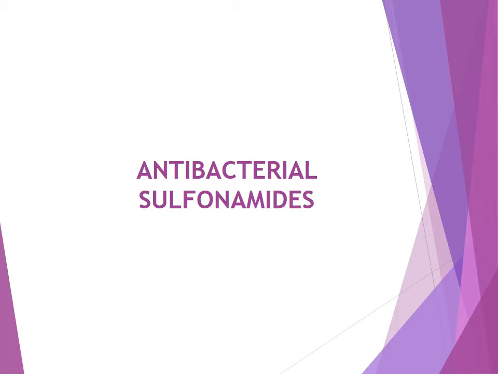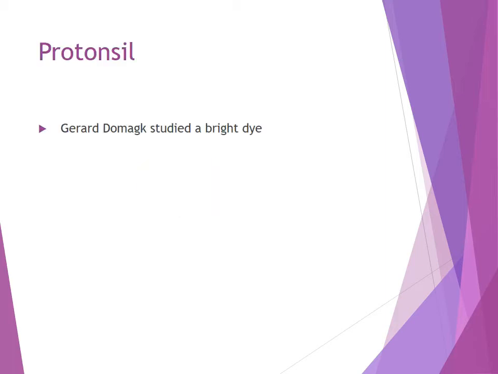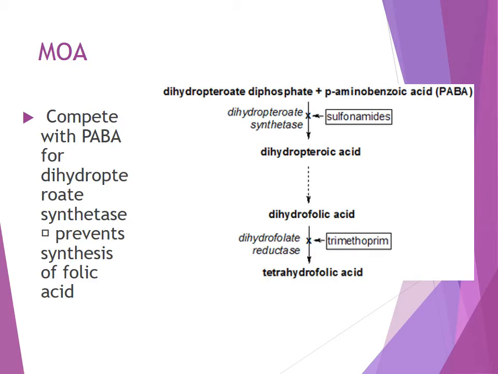Let's proceed with antibacterial sulfonamides. First, we have your prontosil. Your prontosil is a bright red dye. And this drug, once na metabolize siya in vivo, siya ay magiging sulfonamide. The active metabolite of your prontosil, which is a bright red dye studied by Gerhard Domagk, is your sulfanilamide.